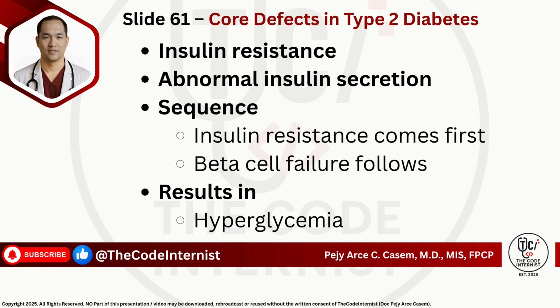The body becomes resistant to insulin, and over time, the pancreas can't produce enough insulin to keep up. Most people develop insulin resistance first. This means the insulin they have doesn't work well anymore. The pancreas tries to compensate by making more insulin, but eventually, beta cells get exhausted. That's when blood sugar goes up, leading to diabetes.